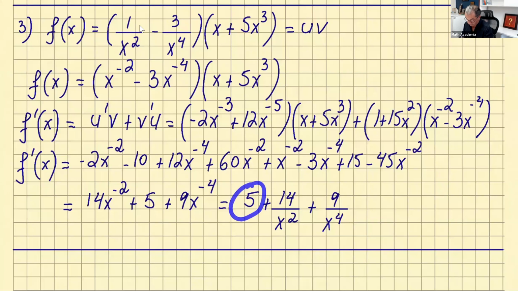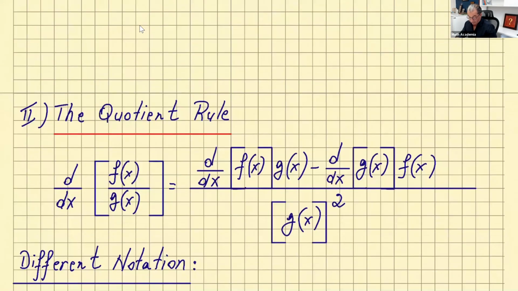You can write 5 first. 14x to the power of negative 2 is 14 over x squared, and 9x to the power of negative 4 is 9 over x to the 4th power. So that was the product rule.